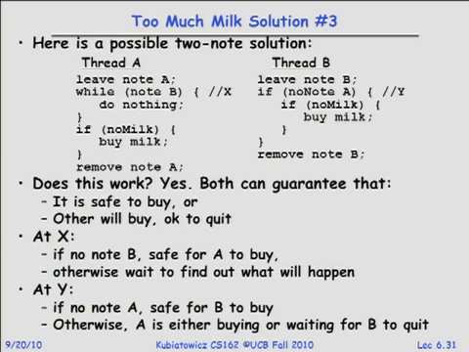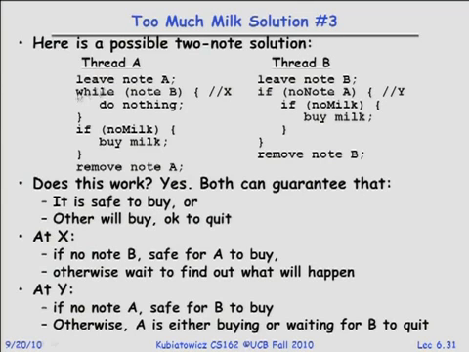Okay, so one thing we can say about this code is each chunk here is protecting a critical section. Think of this part, leave note A while note B is an entry, and remove note A is an exit, and this if no milk, buy milk is a critical section, and it's over here too, that we want to make sure only one of the people does at a time. We don't want any interleaving on the if no milk, buy milk critical section. That's exactly what we're protecting here.